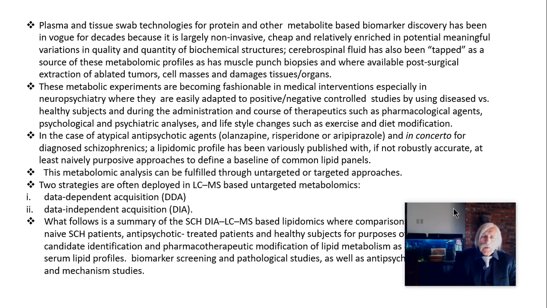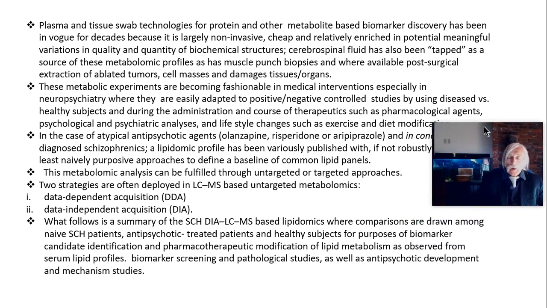Okay, so the metabolic or metabolomic analyses can be fulfilled through untargeted or targeted approaches. You can use one of two ways. Two strategies are often deployed by liquid chromatography, mass spec, and usually it's based on untargeted metabolomics. It's usually the one because that's considered unbiased, you see. So you have two different kinds: data-dependent acquisition or data-independent acquisition. What follows, I'm going to show you, is a summary of schizophrenia DIA-LC mass spec. Okay, so it's going to be data-independent acquisition.